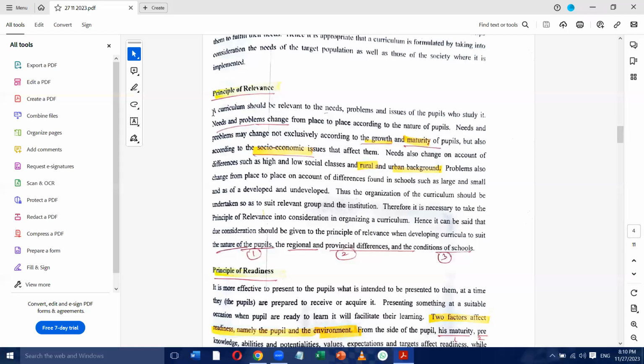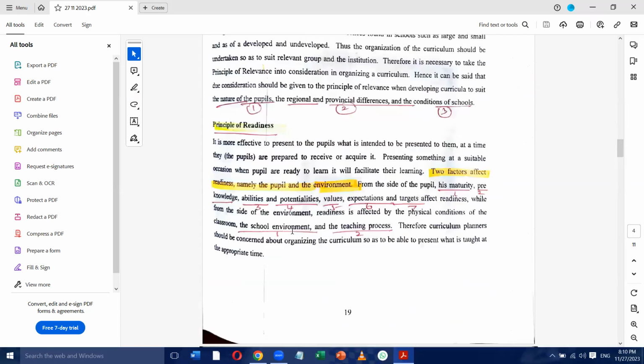Do the curriculum developers consider the nature of the pupils, the regional and provincial differences, even within Sri Lanka, and the conditions of the schools? I don't think so, so far in my experience. So in a developing country like Sri Lanka, these things cannot be done 100% precisely. That's all we can say. So theoretically, you should understand that there are these things that should be considered when developing a curriculum. Right. Next, principle of readiness.